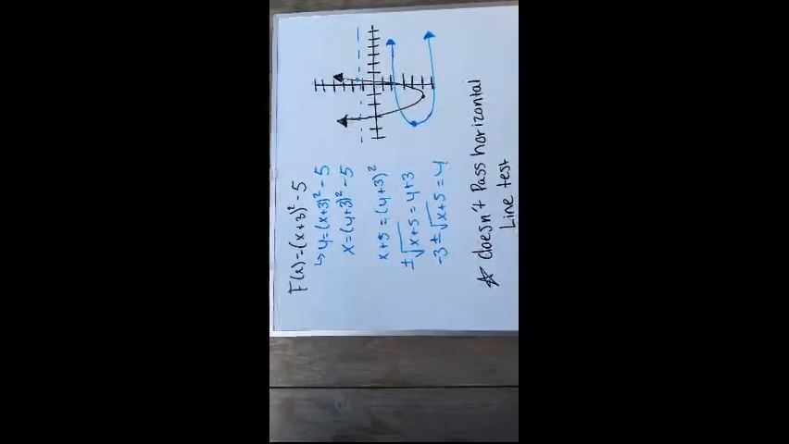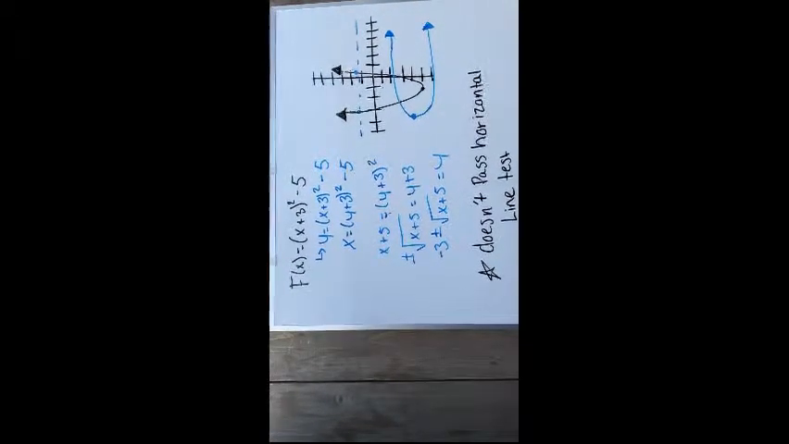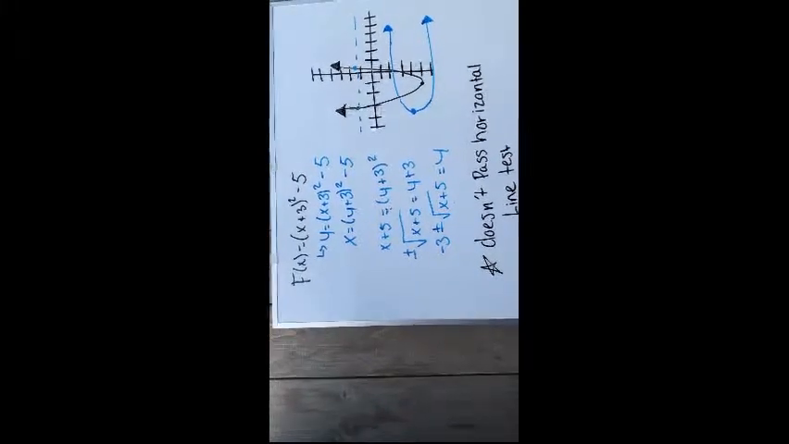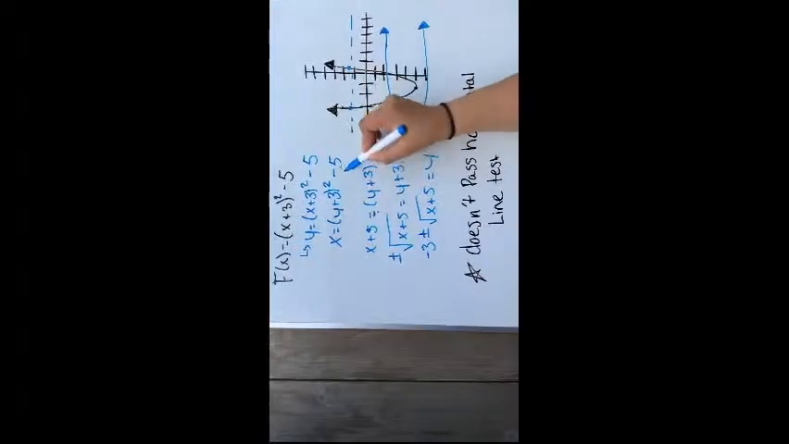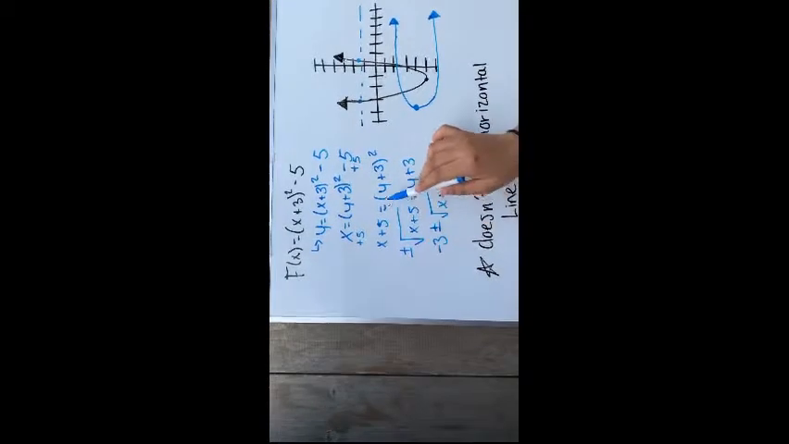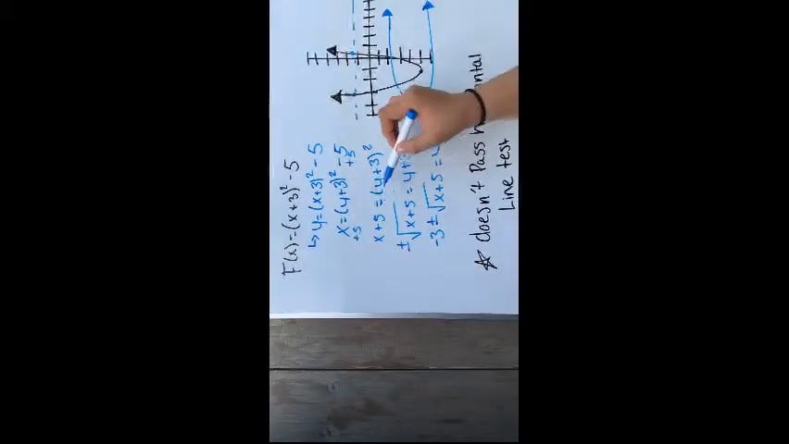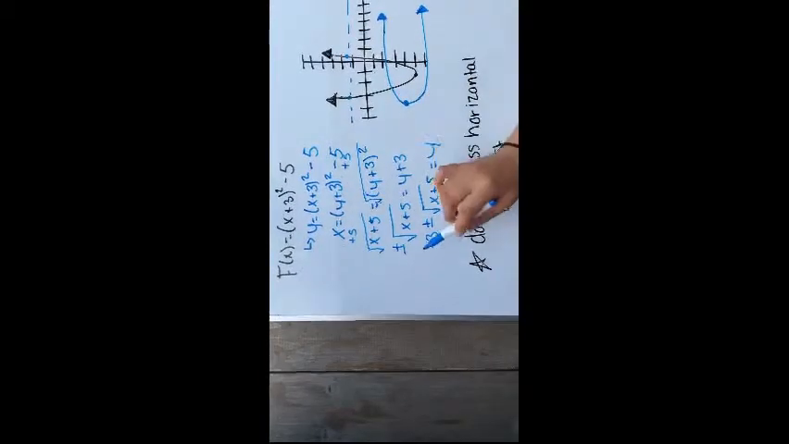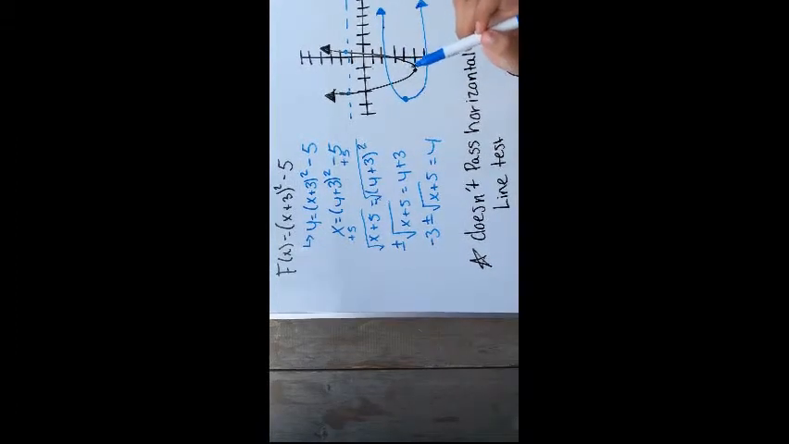A harder example of an inverse function would be f of x equals (x plus 3) squared minus 5, which could also be written as y equals (x plus 3) squared minus 5. In order to find your inverse function, you would switch your x and your y and solve for y. In this case, you would add 5 to both sides, and it would give you x plus 5 equals (y plus 3) squared. In order to undo your square, you would square root both sides, and it would give you plus or minus the square root of x plus 5 equals y plus 3.